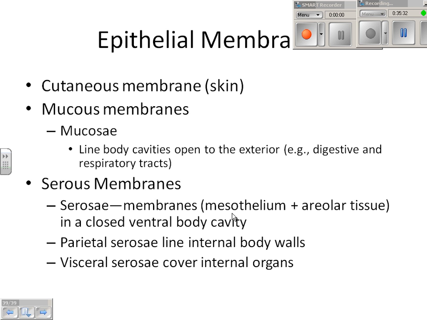We also have other types of membranes internally. We have mucous membranes and serous membranes. So you'll read about that in your text. It is important to be able to distinguish between these types of membranes. That will conclude our lecture on tissue identification.